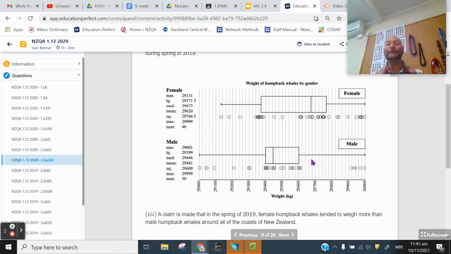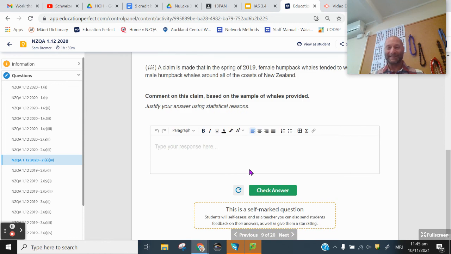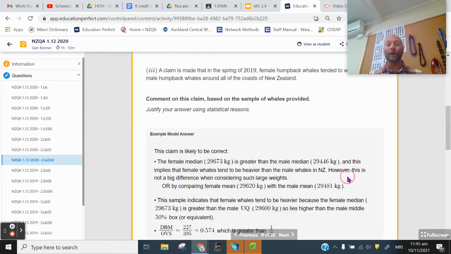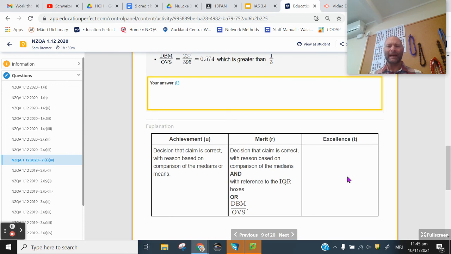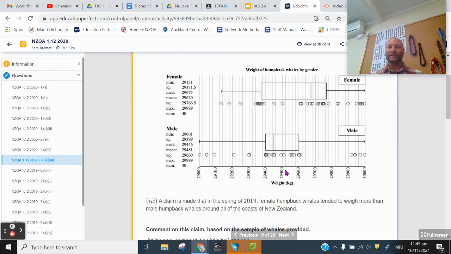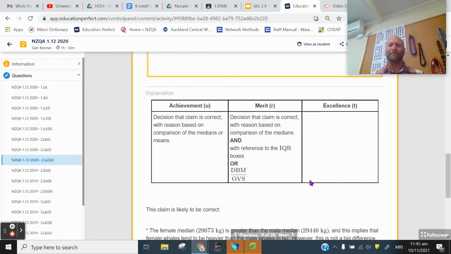And you want to say that the upper 50% of the female weights are bigger than the bottom 75% of the males, and that's going to be needed for that response. As far as the DBM and OVS, no. Base it on a comparison of the medians, exactly. Again, because the median of one box is outside the box of the other, that's how I want you to answer that. Please don't worry about the DBM and the OVS.